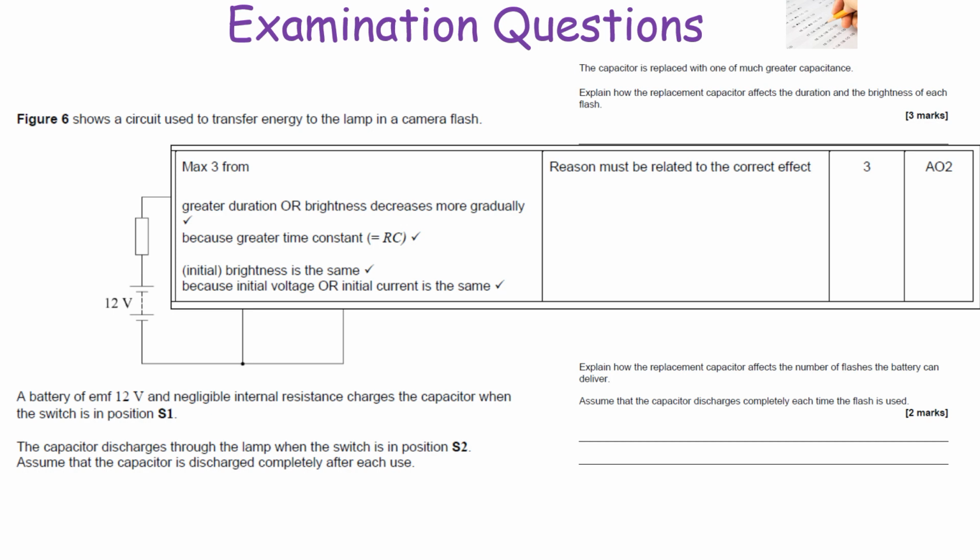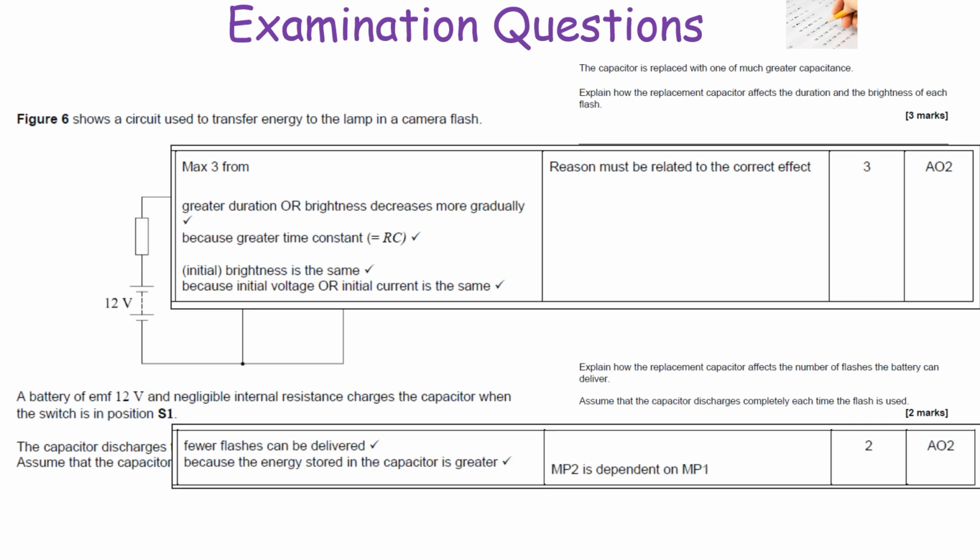The next question says, explain how it will affect the number of flashes the battery can deliver. Well, there's going to be fewer flashes delivered because the energy stored in the capacitor is greater, because E is equal to a half CV squared, so we know that C has increased, therefore E has increased. So the energy stored is greater, and therefore there'll be fewer of them delivered each time.